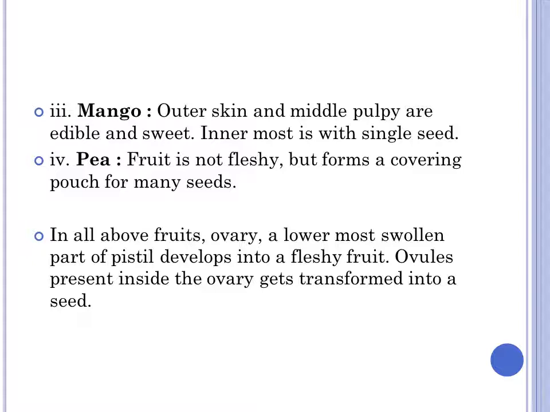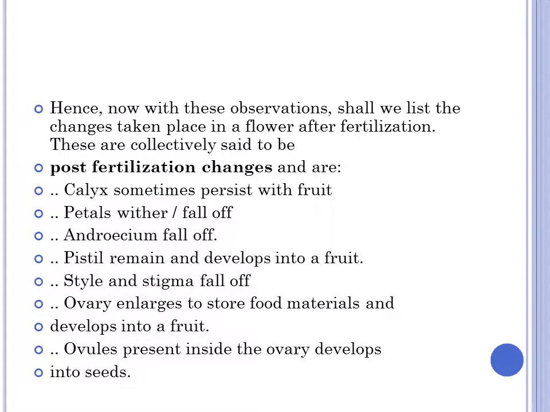In all above fruits, ovary, a lowermost swollen part of pistil, develops into a fleshy fruit. Ovules present inside the ovary get transformed into a seed. Hence, now with this observation, shall we list the changes taken place in a flower after fertilization.